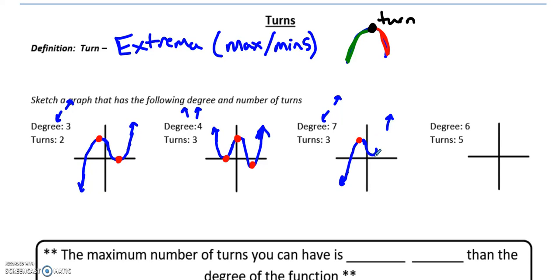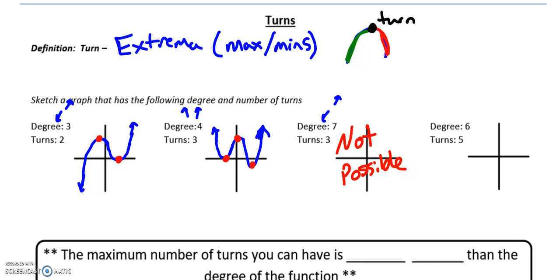There's 2. And I run into a big issue here because the third turn is going to take me back down. But I want to end with my end behavior going up. So no matter how many times I try this, and no matter what ways I try it, I'm going to find that it is not possible for this to happen. 3 turns is going to send me back to where I started from. So it's not possible to have degree 7 with 3 turns. We'll make a note of that here in a little bit.